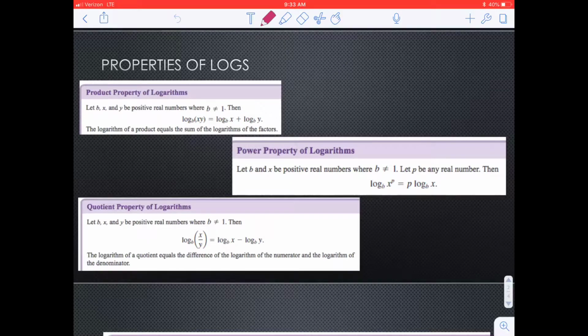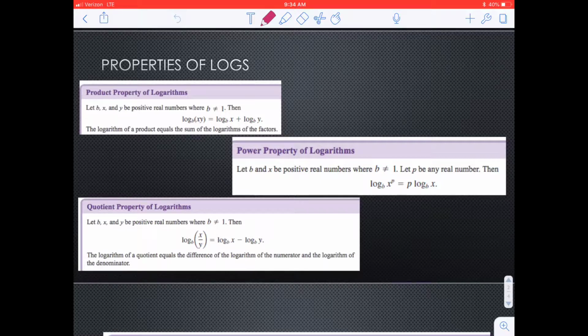All right, so the purpose of this section is we're going to be talking about the properties of logarithms. There are 3 properties of logarithms that you want to make sure that you feel comfortable with. The very first property of a logarithm is the product property.